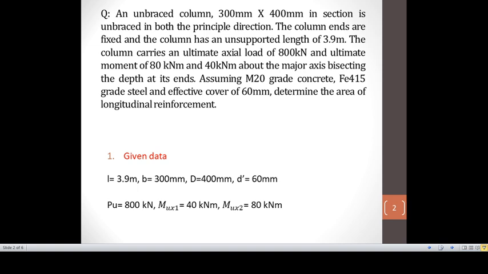So I am going to notate 40 kilonewton meter as MUX1 and 80 kilonewton meter as MUX2. So let 1 and 2 be the two ends of the column, top end and bottom end. So 40 is acting at the top and 80 is acting at the bottom.